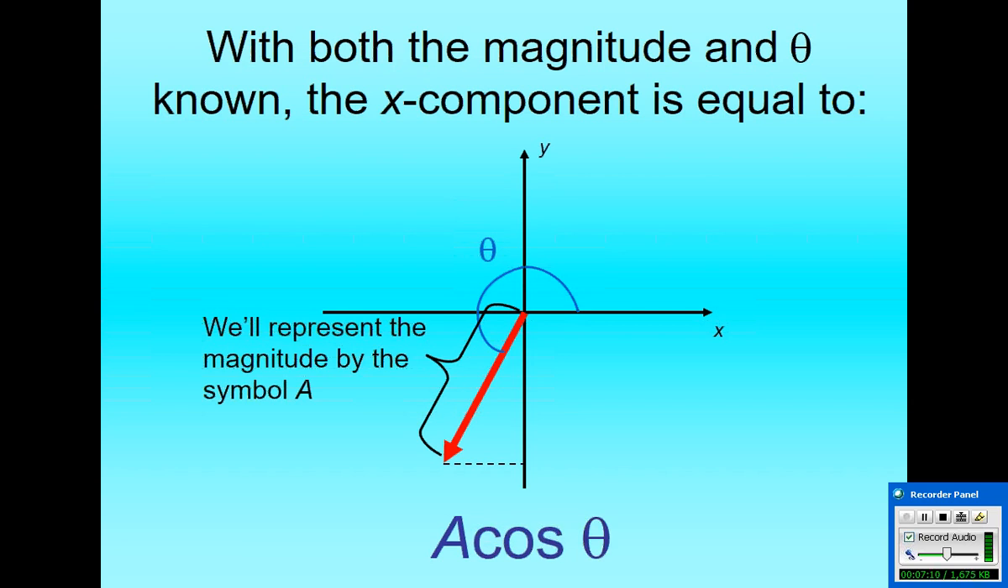Now suppose we know the magnitude of the vector and we know the angle theta the vector makes with respect to the positive x-axis. Let's say the magnitude of the vector is represented by capital A and the angle by theta. If your angle theta is measured with respect to the positive x-axis, your x component is always A times cosine theta. Always, always, always. Make sure your angle is measured with respect to the positive x-axis. Cosine gives you the x component. Period. End of sentence.